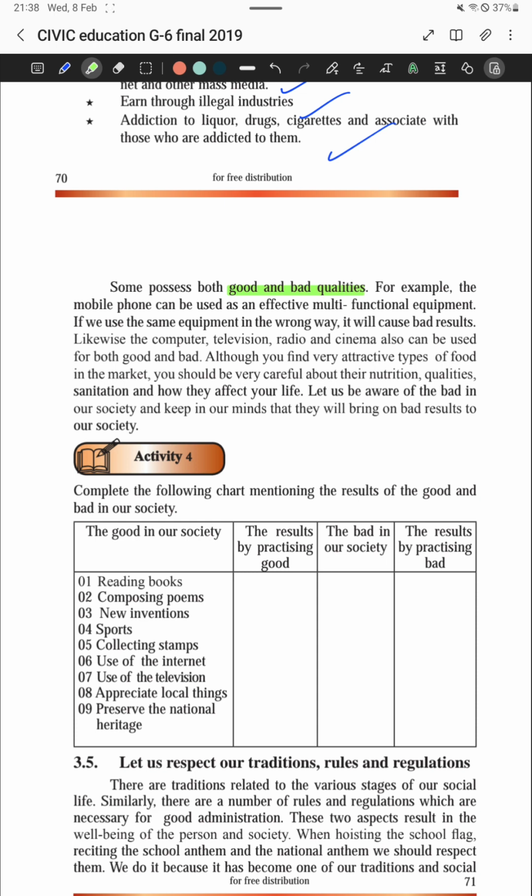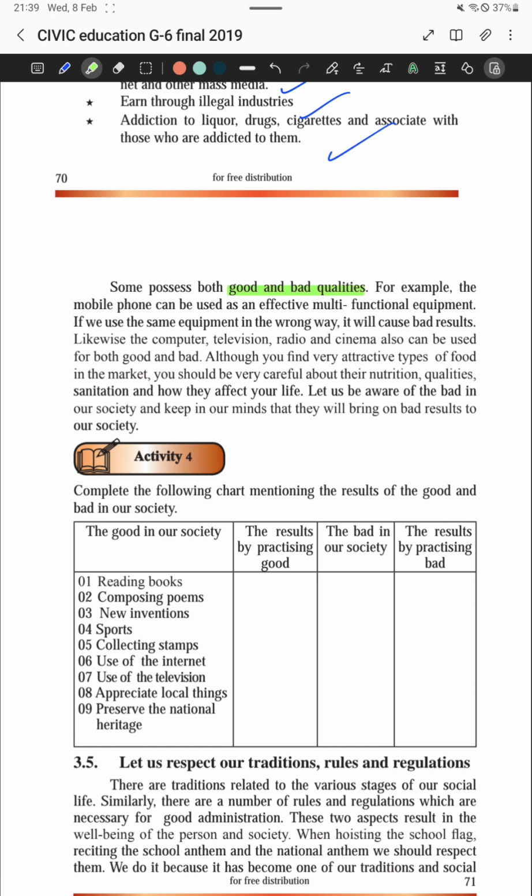For example, mobile phones can be used as effective multimedia equipment, and also we can use them in the wrong manner. You know that phones are highly incorporated. So now you are also watching this video through your mobile phone, so it is very useful for you to learn everything, but the other side is also there, right? Like in every mass media device, you can have both pros and cons, right?